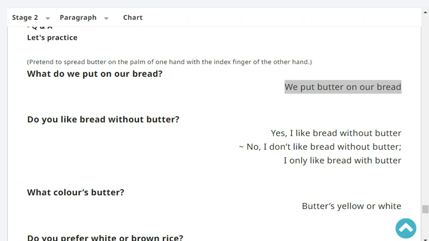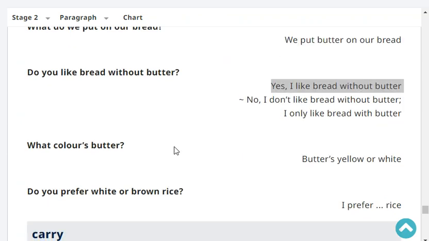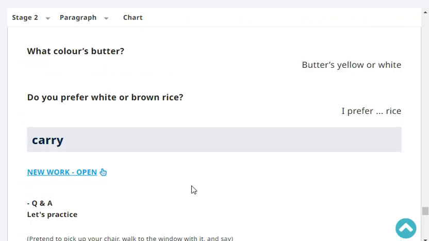Do you like bread without butter? Yes or no? Yes, I like bread without butter. Very good. What color is butter? Butter is yellow or white. Very good. Do you prefer white or brown rice?